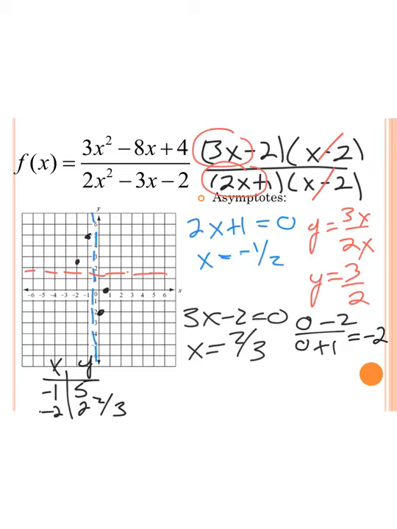So we can see again for our graph, on the right side of our vertical asymptote, we're going to have this feature. On the left side, we're going to have this feature here. So I'm going to go ahead and connect those dots. And we now have our rational function.